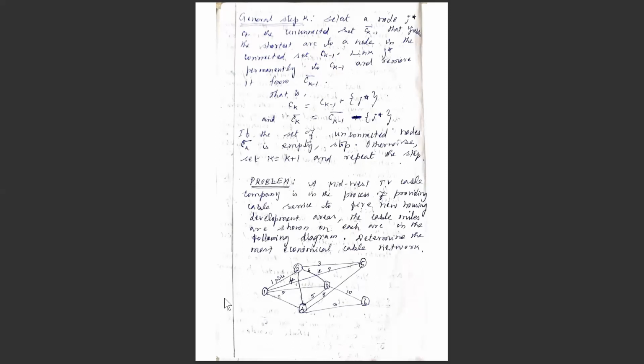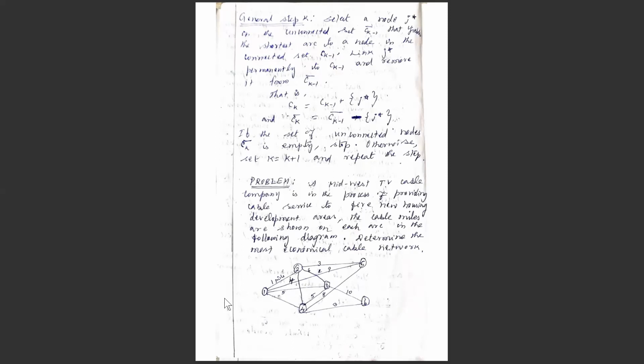Proceeding with this permanent adding process, if the set of unconnected nodes, this collection Ck bar, becomes empty, you can stop the process. Otherwise, set k equal to k plus 1 and repeat the steps until you get Ck bar empty. So this is the minimal spanning tree algorithm.